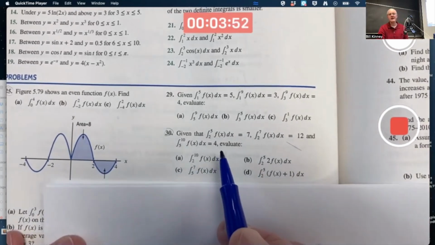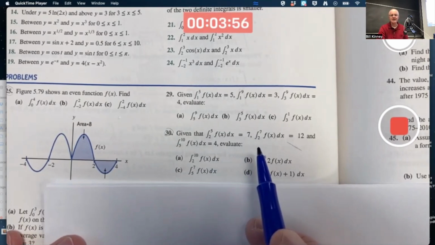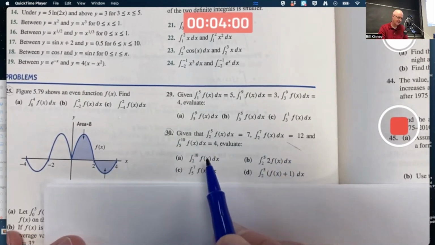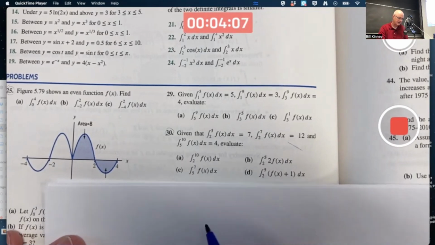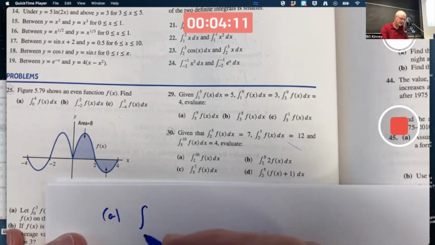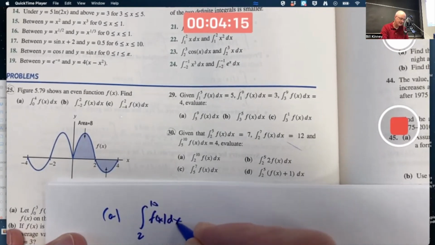You're given that the definite integral of f of x from 2 to 5 is 7, that the definite integral from 2 to 7 is 12, and that the definite integral from 5 to 10 is 4, and you're supposed to evaluate different possible definite integrals here. You should be able to use the properties that you know in a formal kind of way, even though we don't have a formula for f of x.